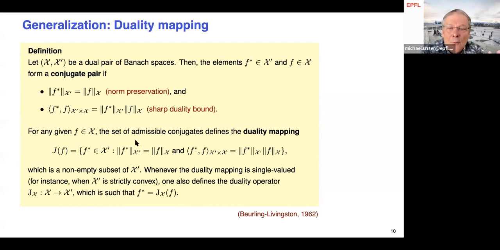And then what's different is that given a certain F in a Banach space, there's not necessarily a unique conjugate, but there can be a whole family of conjugates. And that is called the duality map of F. And there's always at least one of those. And in some cases, this duality mapping is single valued. This is the case when the Banach space is strictly convex. And then we have a duality operator that will take an element in X and produce this F star, which in this case is unique.